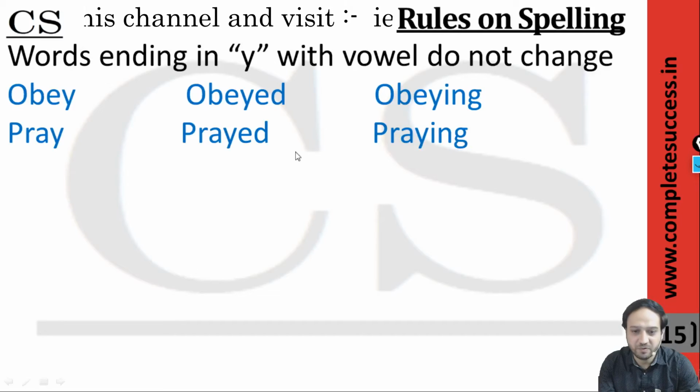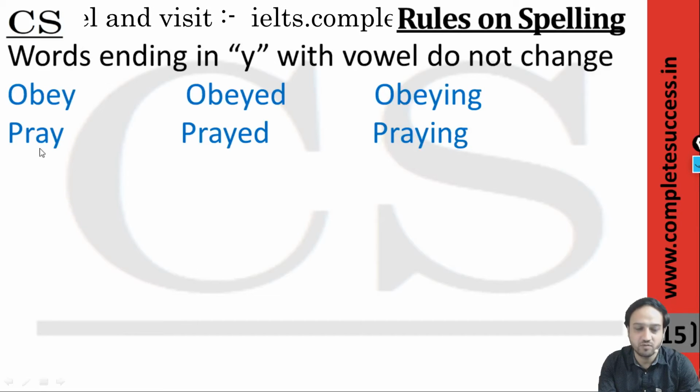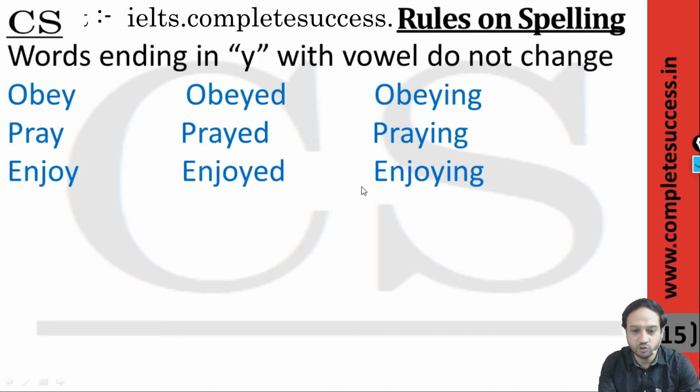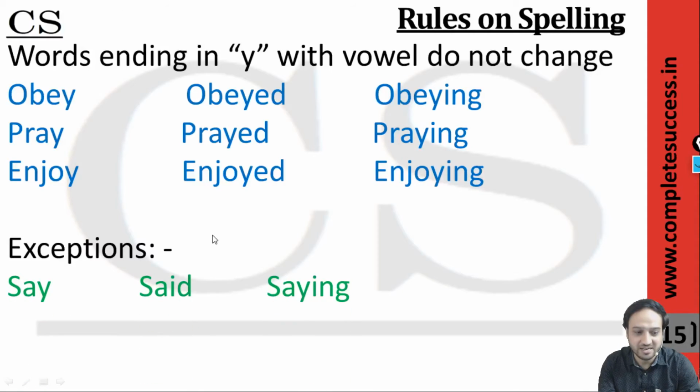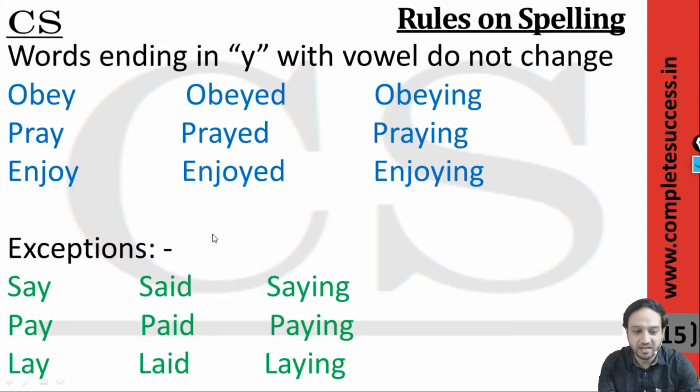So pray, prayed, praying. Before y there is a vowel a. Enjoy, enjoyed, enjoying, and before y there is a vowel o. There are some exceptions, and these exceptions are say, pay, and lay. So we convert say into said, pay into paid, lay into laid. So we change y into I, and then we'll add d. But while adding ing, we'll keep the y.